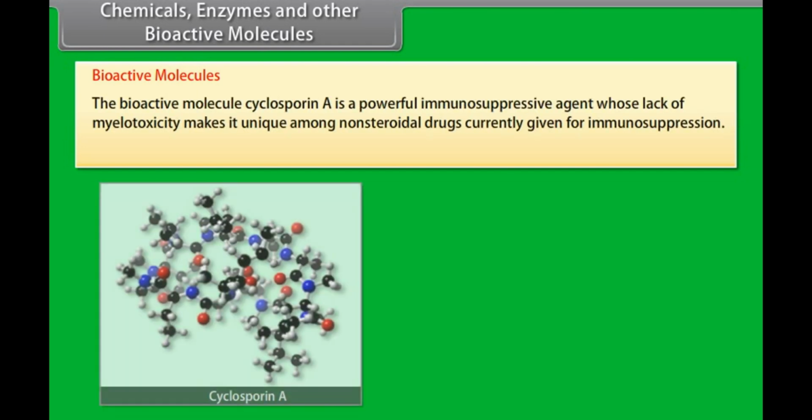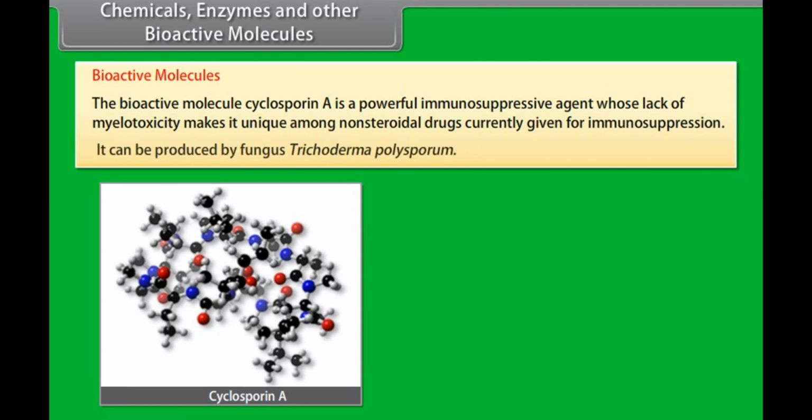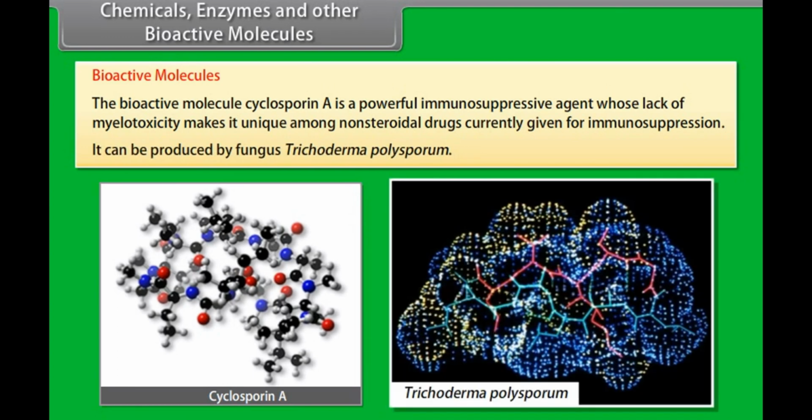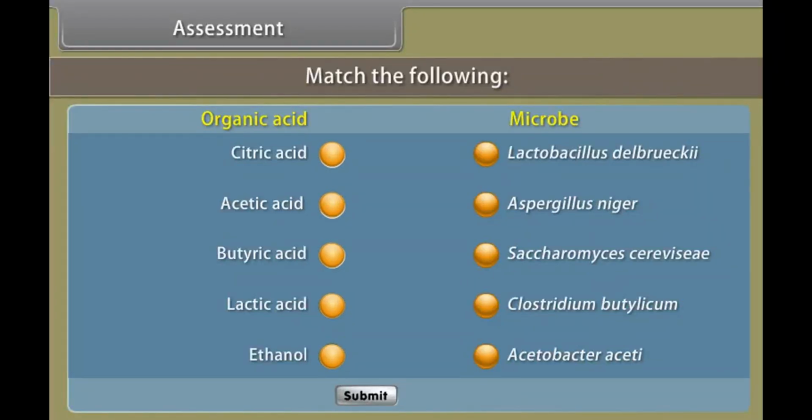Bioactive molecules. The bioactive molecule cyclosporin A is a powerful immunosuppressive agent whose lack of myelotoxicity makes it unique among non-steroidal drugs currently given for immunosuppression. It can be produced by the fungus Trichoderma polysporum. Assessment. Before proceeding further, let us know how much you have learnt. Match the following.